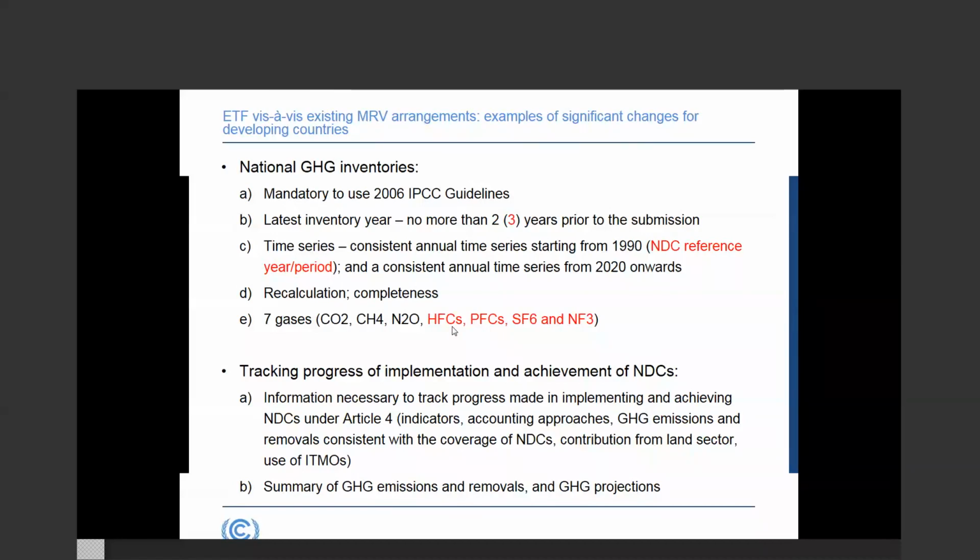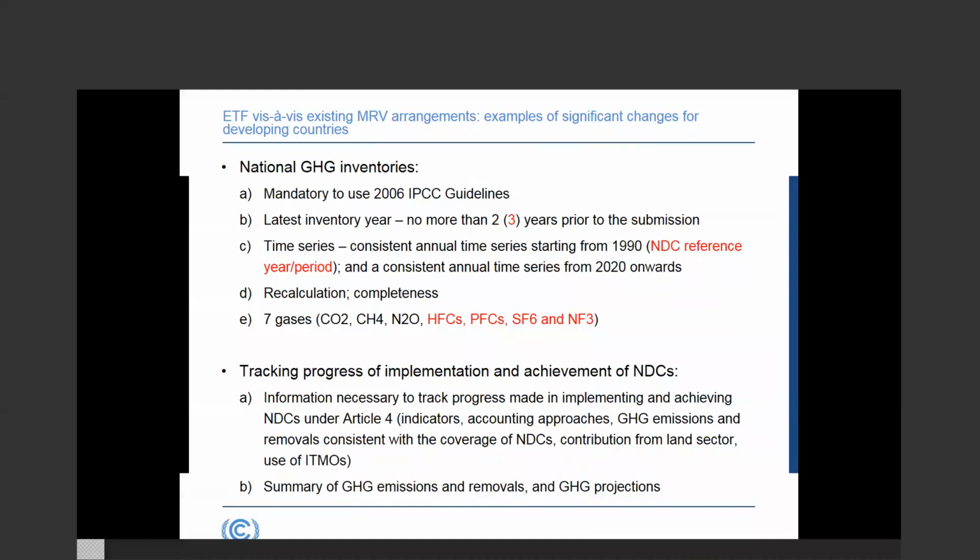For time series, the new guidelines also ask for a consistent annual time series, with the starting year from 2020 onwards for developing countries. But at the same time, you have to submit the NDC reference year to show a consistent GHG inventory to track your NDC progress. Also for the gases, there are 7 gases, but for 4 of them there is flexibility for developing countries.